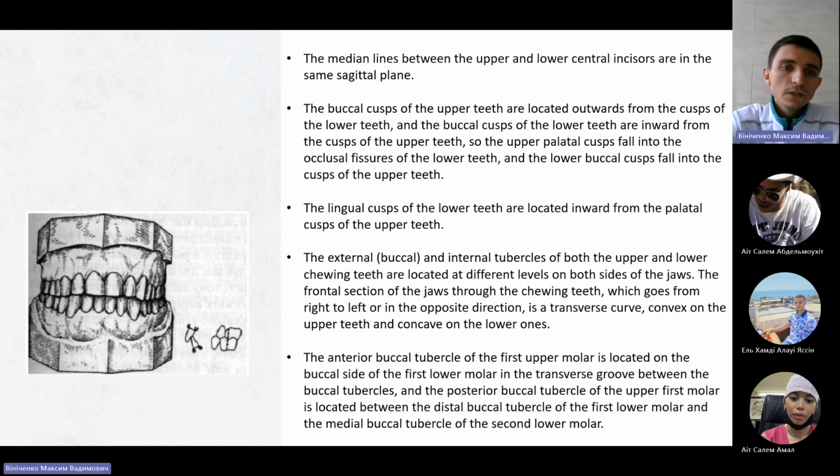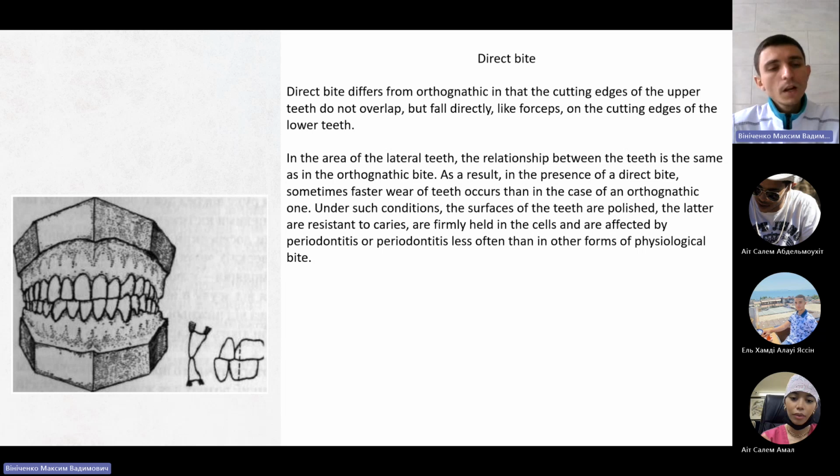The front section of the jaws through the chewing teeth, going from right to left or in the opposite direction, shows a transverse curve, convex on the upper teeth and concave on the lower ones. The anterior buccal tubercle on the upper first molar is located on the buccal side of the first lower molar, in the transverse groove between the buccal tubercles. The posterior buccal tubercle of the upper first molar is located between the distal buccal tubercle of the first lower molar and the medial buccal tubercle of the second lower molar. Here you can see the direct bite.